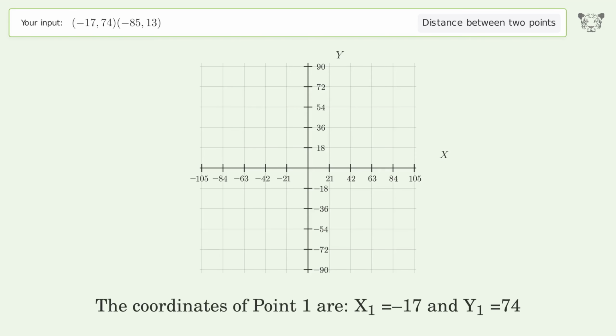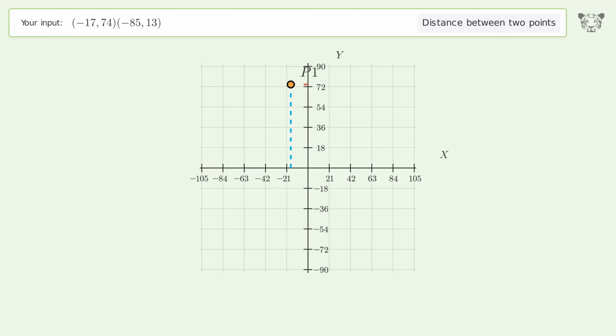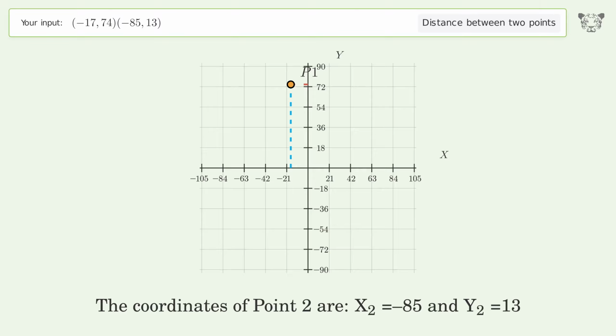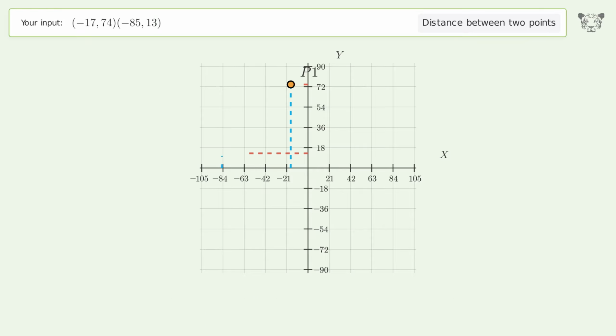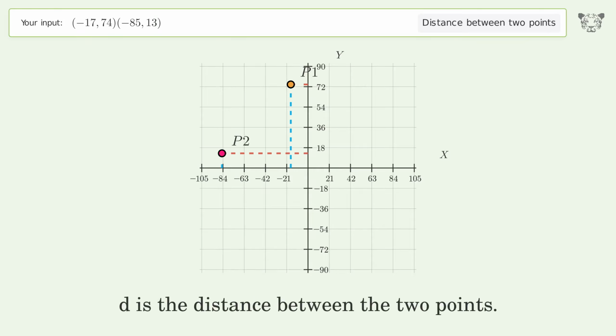The coordinates of point 1 are x1 equals -17 and y1 equals 74. The coordinates of point 2 are x2 equals -85 and y2 equals 13. D is the distance between the 2 points.